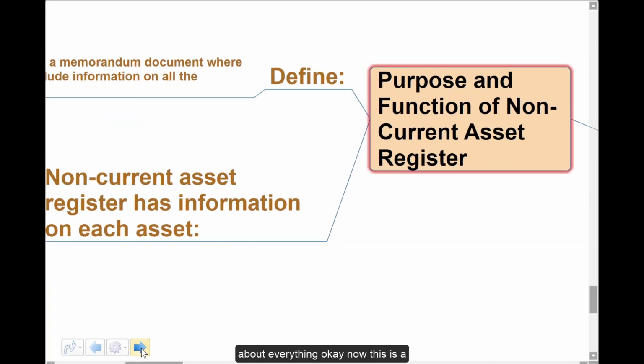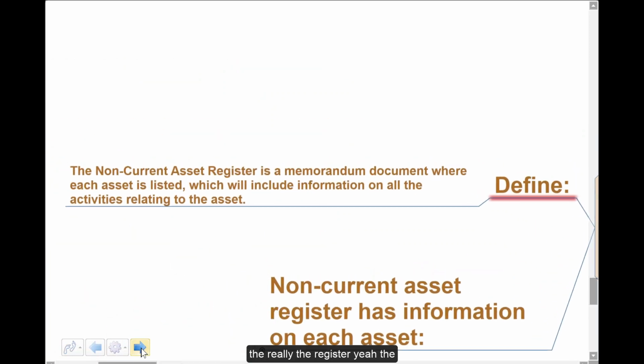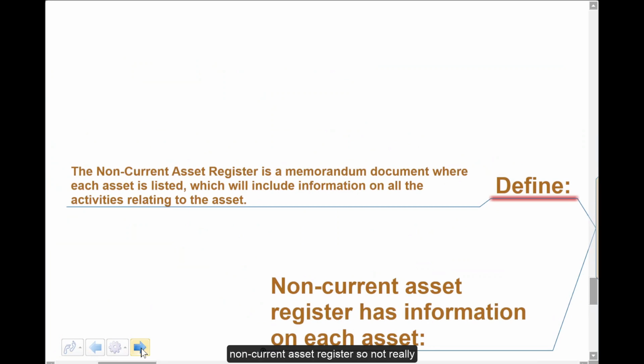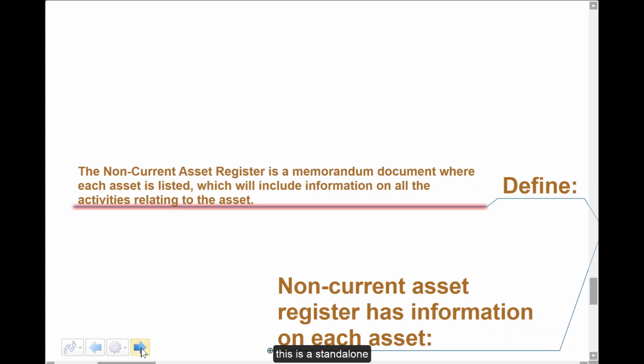Okay? Now, this is a slightly different area. We've talked so far about just about every practical aspect of NCAs: depreciation, directly attributable amounts, double entries, etc. This is more of a peripheral area. The register, the non-current asset register. So not really double entry related. This is a standalone memorandum document, where each asset that the business owns is listed, and it will include information on all activities relating to the asset.